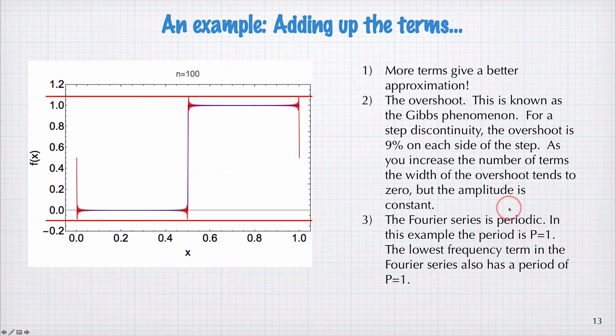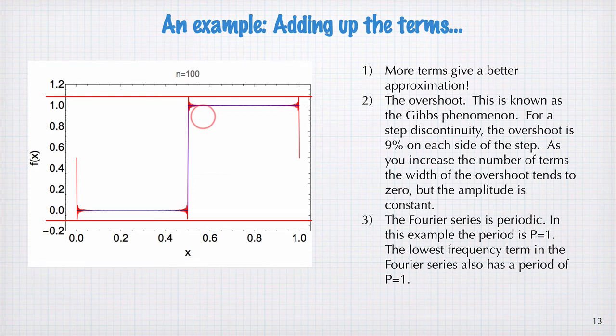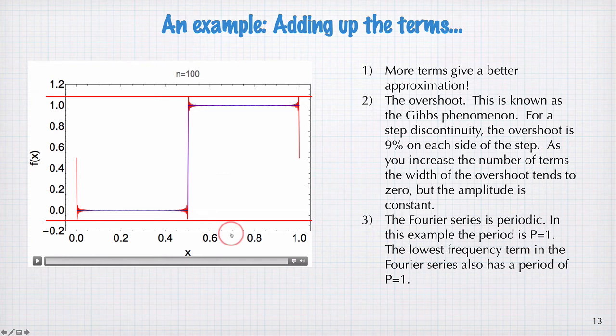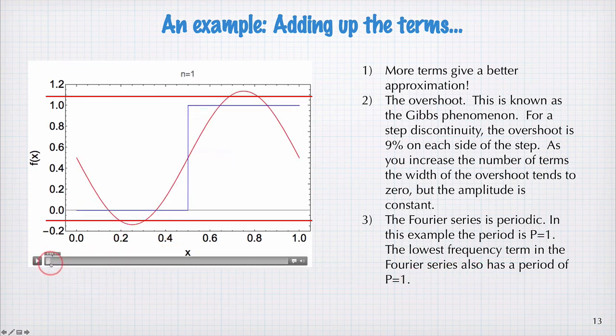And as you increase the number of terms, the width of the overshoot tends to 0, but the amplitude remains constant. So the integral of the error, if you like, will tend to 0, but the amplitude here will always be 9%. And the Fourier series is periodic. In this example, the period p is equal to 1, or lambda, as I used before, is equal to 1, and the lowest frequency term in the Fourier series also has that period of 1. So there's the lowest frequency term.